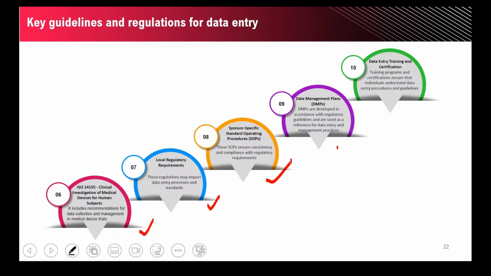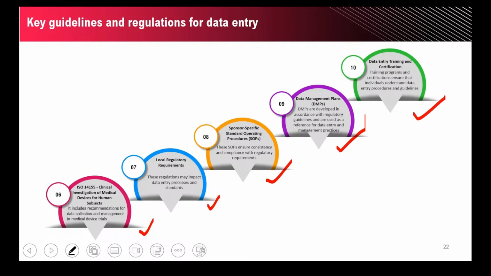Then we have the DMPs, very, very essential. It's a very comprehensive document that details how the data will be collected, entered, validated, timelines for data entry, and management of the data throughout the clinical trial. Now, they are developed in accordance with the regulatory compliances and the guidelines that we talked about, and they are the most common document for reference when it comes to data entry as well as data management overall.